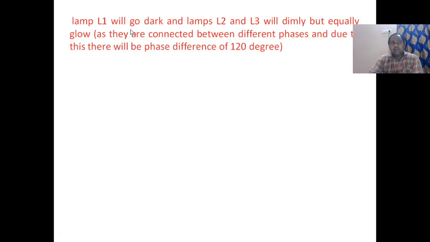Let us see the method. Lamp L1 will go dark and lamps L2 and L3 will glow dimly but equally, as they are connected between different phases, and due to this there is a phase difference of 120 degrees. When the two alternators are in phase, definitely lamp L1 must go dark and lamps L2 and L3 will glow dimly.